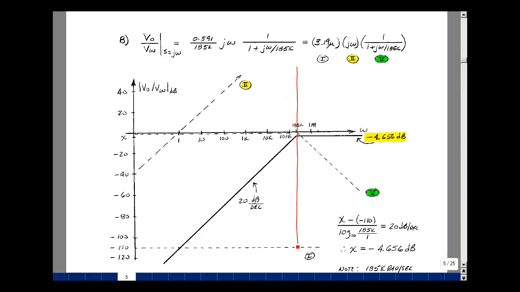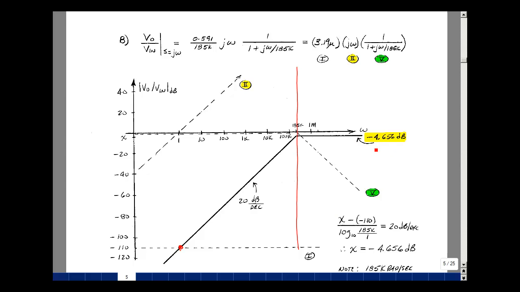Here's a region where all the slopes are constant. In region 1, I have a slope of 20 dB per decade, 0 dB per decade, and 0 dB per decade. So the sum is going to have a net slope of 20 dB per decade. Let's pick an easy point to add them up. I've got 0 for this curve, 0 for this curve, and I've got a minus 110 for this one. So this is my start point. And I drew a slope of 20 dB per decade up to 185 kiloradians per second. Then above that, I still have 20 dB per decade, minus 20 dB per decade, and 0 dB per decade. So we just level out at that point.